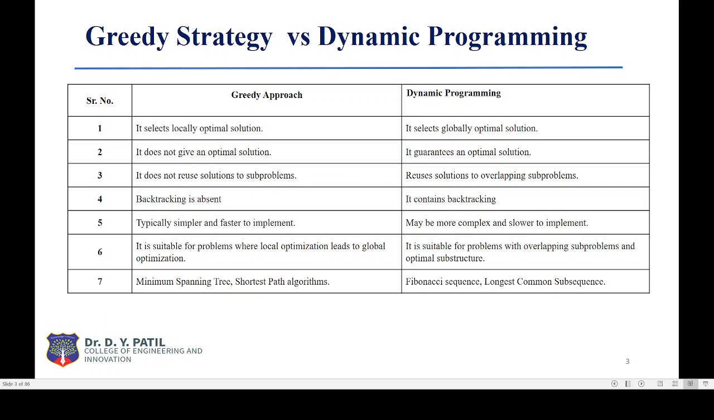Then the next point is that the greedy strategy is suitable for problems where the locally optimal solution leads to the global optimal solution, whereas dynamic programming is very much suitable for problems with overlapping subproblems and optimal substructure.